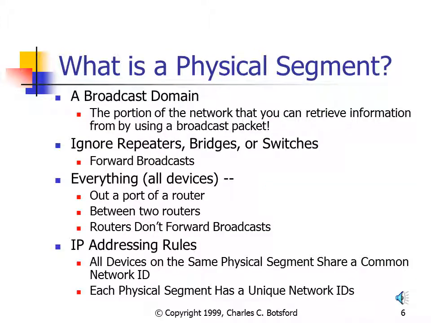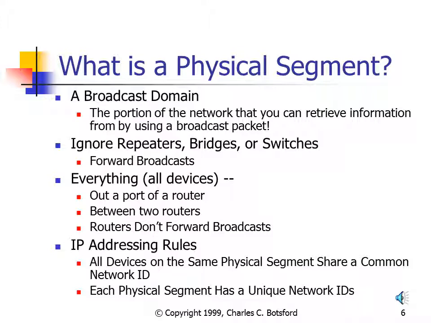One key piece of terminology we must be familiar with is, what is a physical segment? Now, a physical segment can be thought of as a broadcast domain. When we talk about a broadcast domain, we're talking about a portion of the network or all devices that can exchange information using a broadcast packet. Now, if two devices are separated by a repeater, a bridge, or a switch, they are considered in the same broadcast domain because these devices will forward broadcasts.